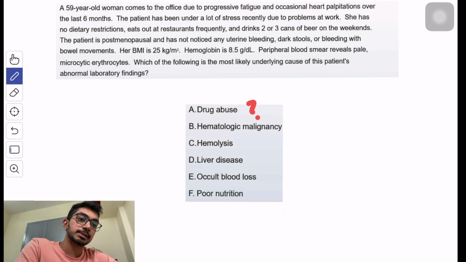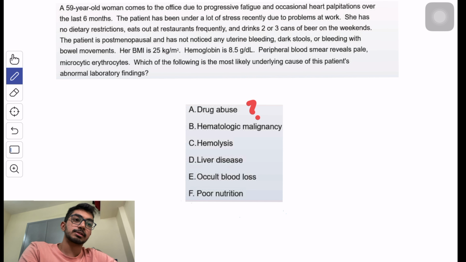Occult blood loss: the patient has not noticed any dark stools or bleeding with bowel movements. So occult blood loss is definitely a possibility because the patient cannot see the loss with her naked eyes. And poor nutrition. They've mentioned that she eats out frequently at restaurants, but she does not have any dietary restrictions, so B12 deficiency is out of the question. She is also postmenopausal, so her iron intake would be normal and losses would be less.